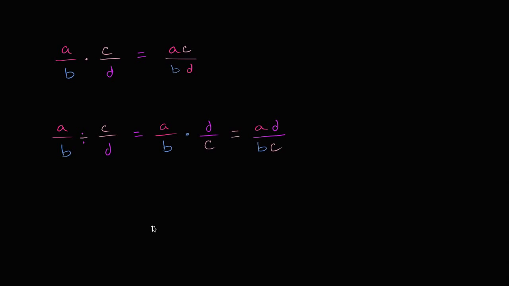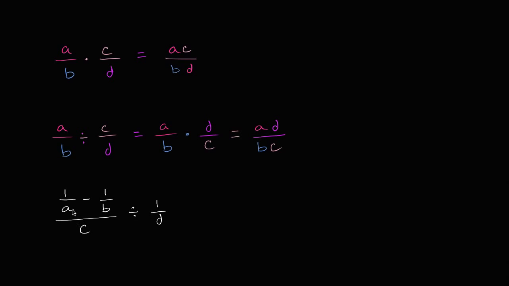Now let's do one that's maybe a little bit more involved and see if you can pull it off. So let's say that I had 1 over a minus 1 over b, all of that over c, and let's also divide that by 1 over d. So this is a more involved expression than what we've seen so far, but I think we have all the tools to tackle it. So I encourage you to pause the video and see if you can simplify this, if you can actually carry out these operations and come up with one fraction that represents this.